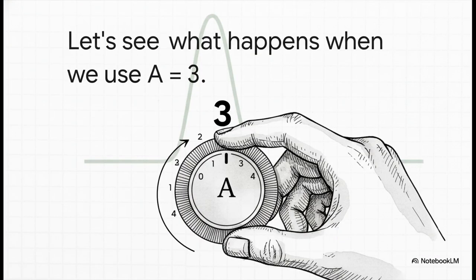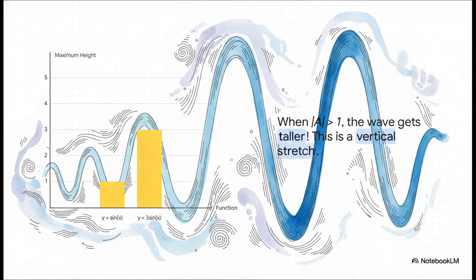What happens if we crank that a all the way up to 3? Let's watch how our nice, normal sine wave transforms. And boom, look at that. The wave is now 3 times taller. It's peaking up at 3 and dipping all the way down to -3. We call this a vertical stretch. So the rule of thumb is simple. If the absolute value of a is bigger than 1, your wave is going to get taller.